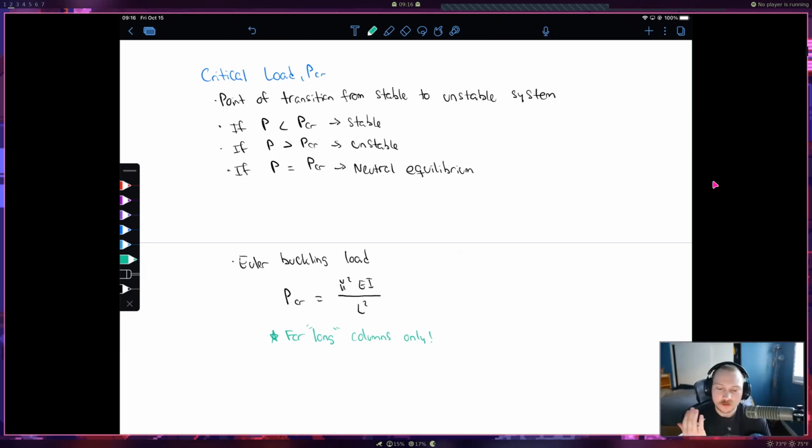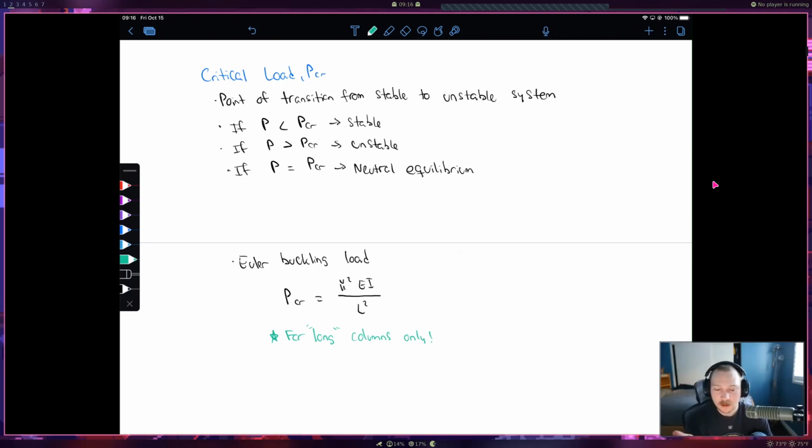This equation is equal to pi squared multiplied by the stiffness, the elastic modulus, multiplied by the moment of inertia, and then divided by the length squared. Alright, so basically what it's telling us is the load that we need to have failure in the system, the max load right before failure. So anything after this load, there's going to be failure in the system.